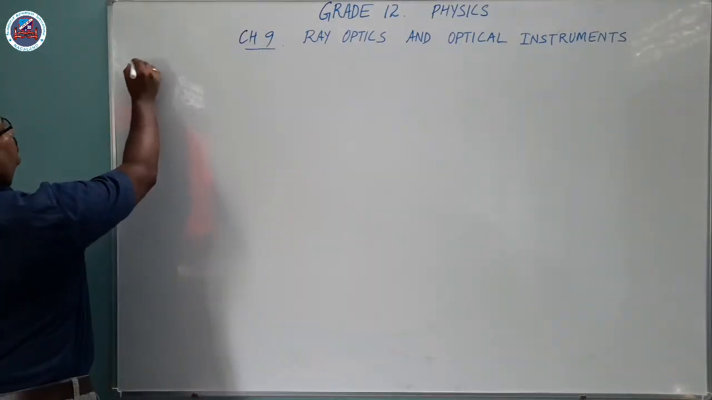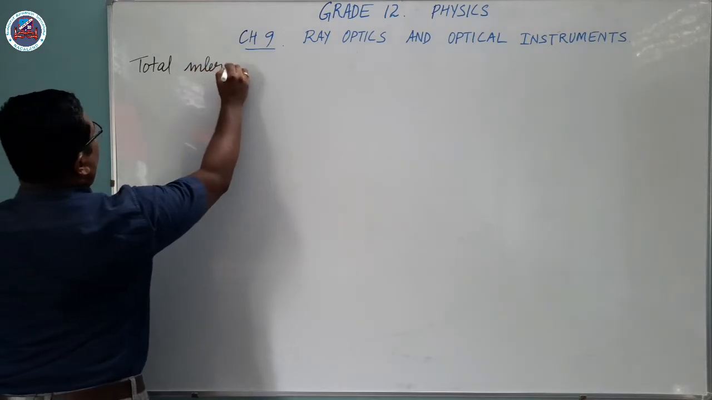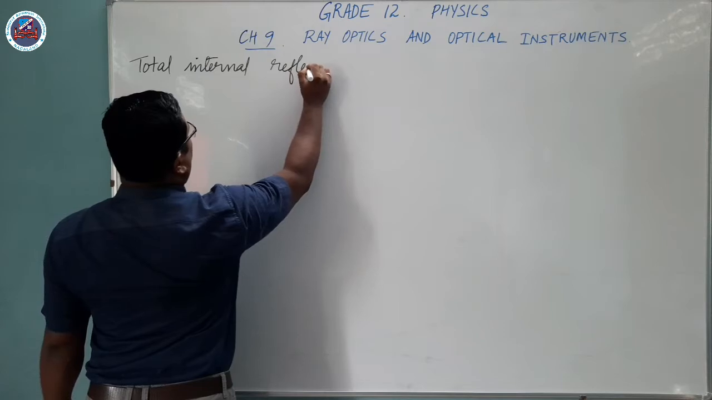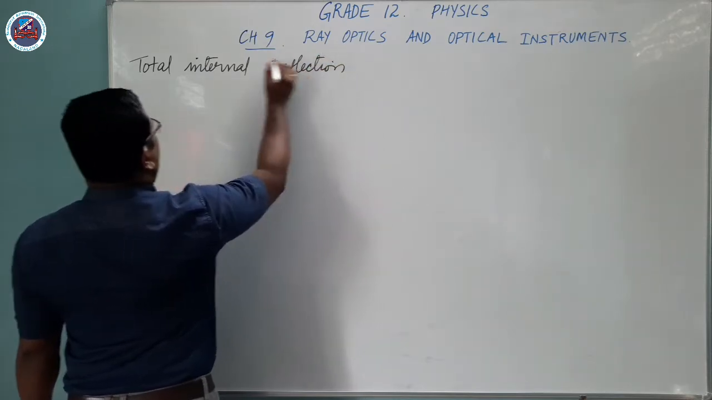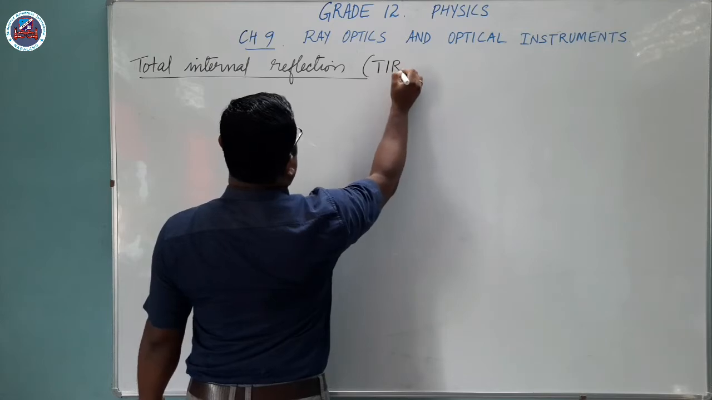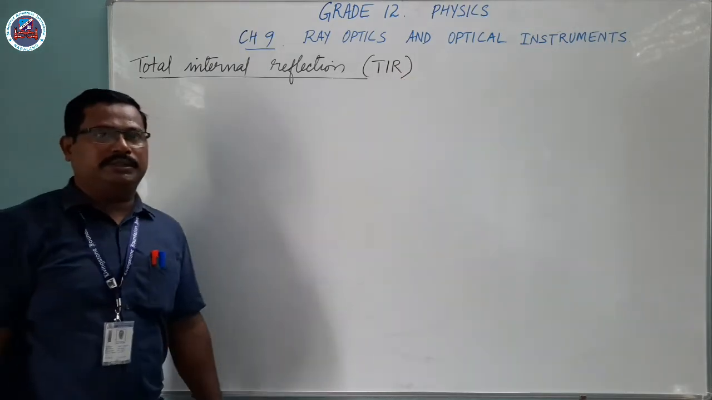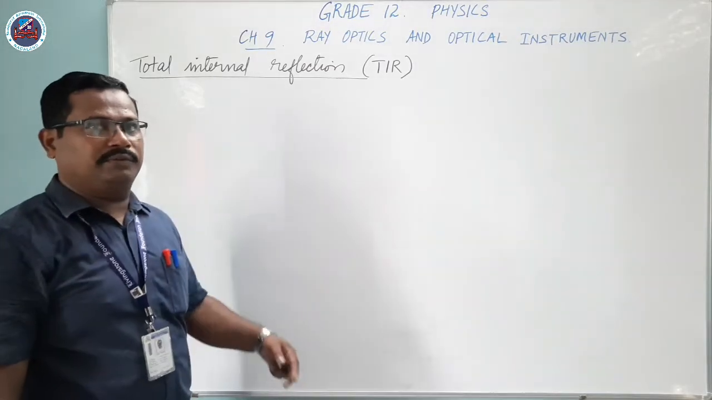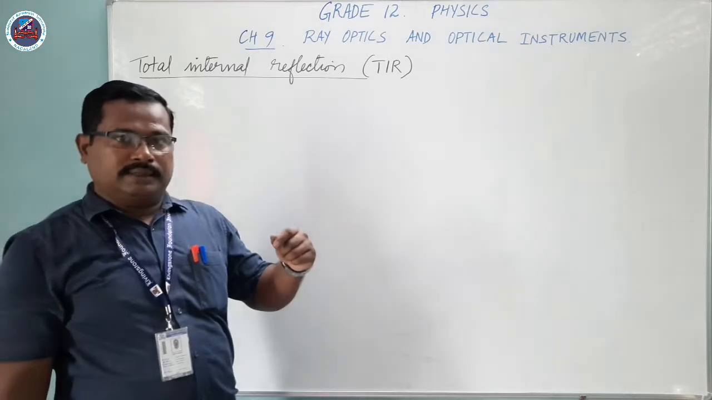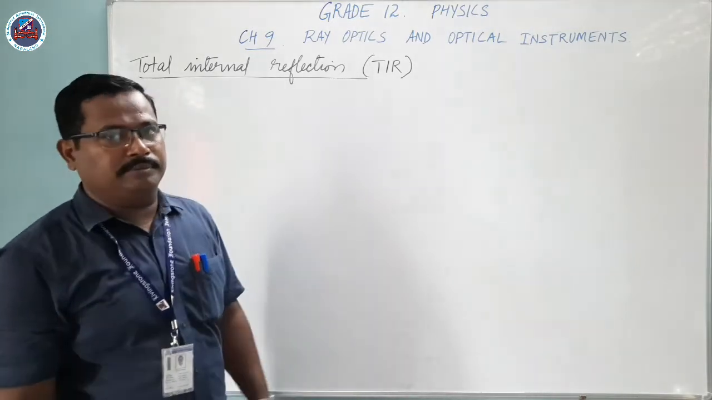Now total internal reflection. Total internal reflection we sometimes write as TIR. Total internal reflection is a phenomenon due to which a light ray, instead of refracting, reflects back in its own medium when it tries to travel from a denser medium to a rarer medium.